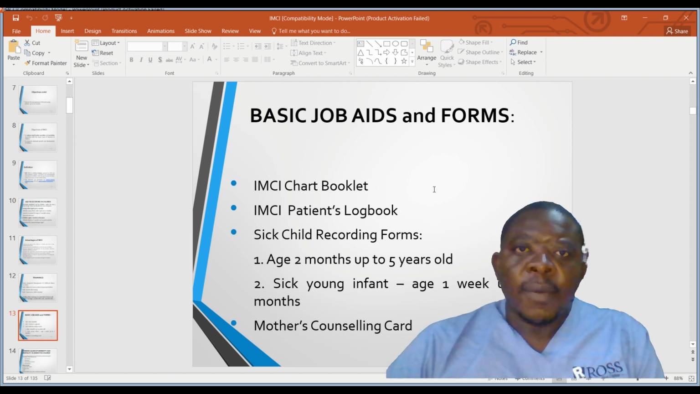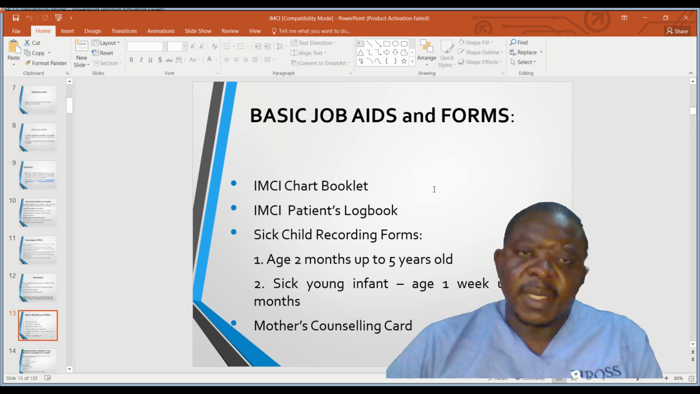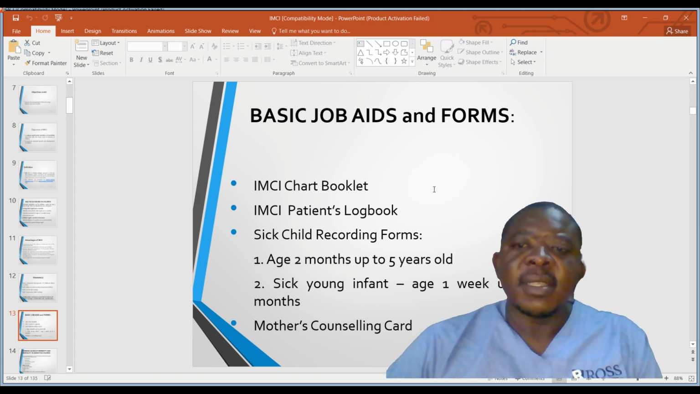What are some of the basic job aids and forms in IMCI? There is the IMCI chart booklet, which you are supposed to have with you when following this lesson. There is also the IMCI patient logbook. There is the sick child's recording form, for ages 2 months to 5 years. Then there is the sick young infant form, for age 1 week up to 2 months. Then there is the mother counseling card.